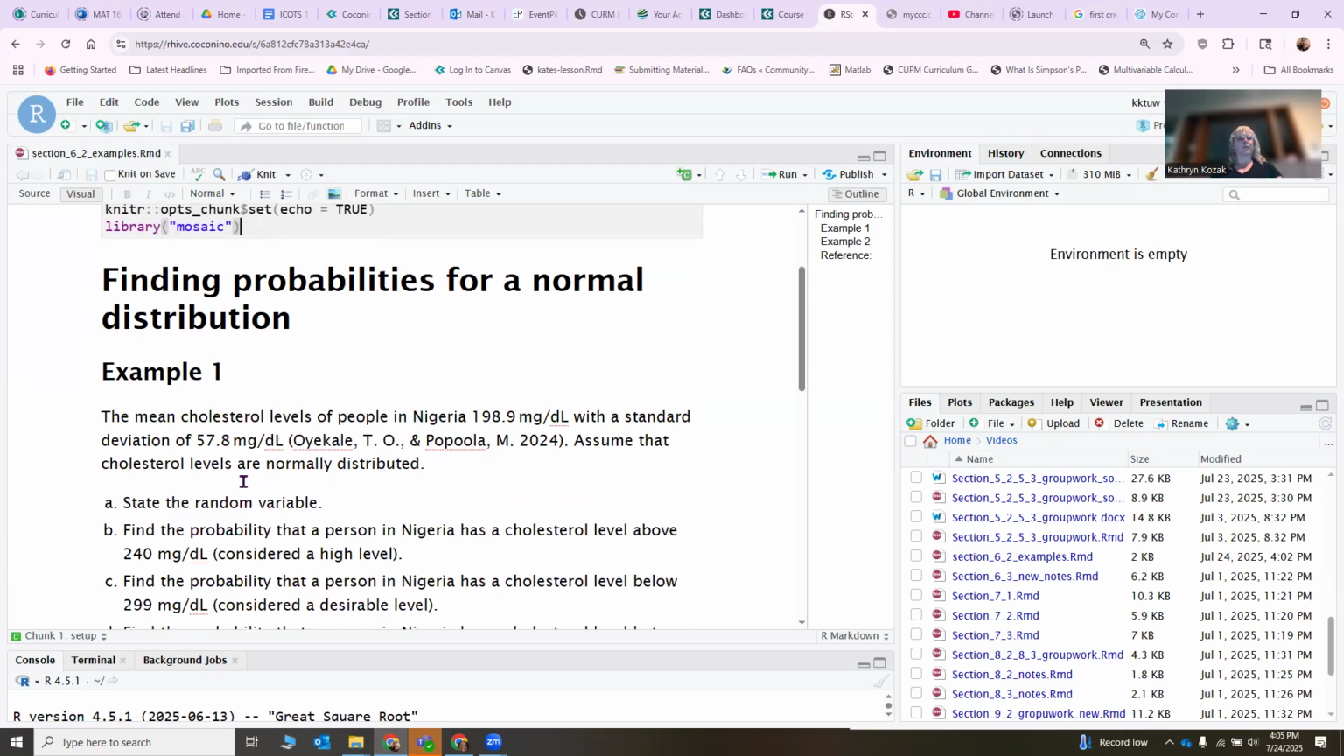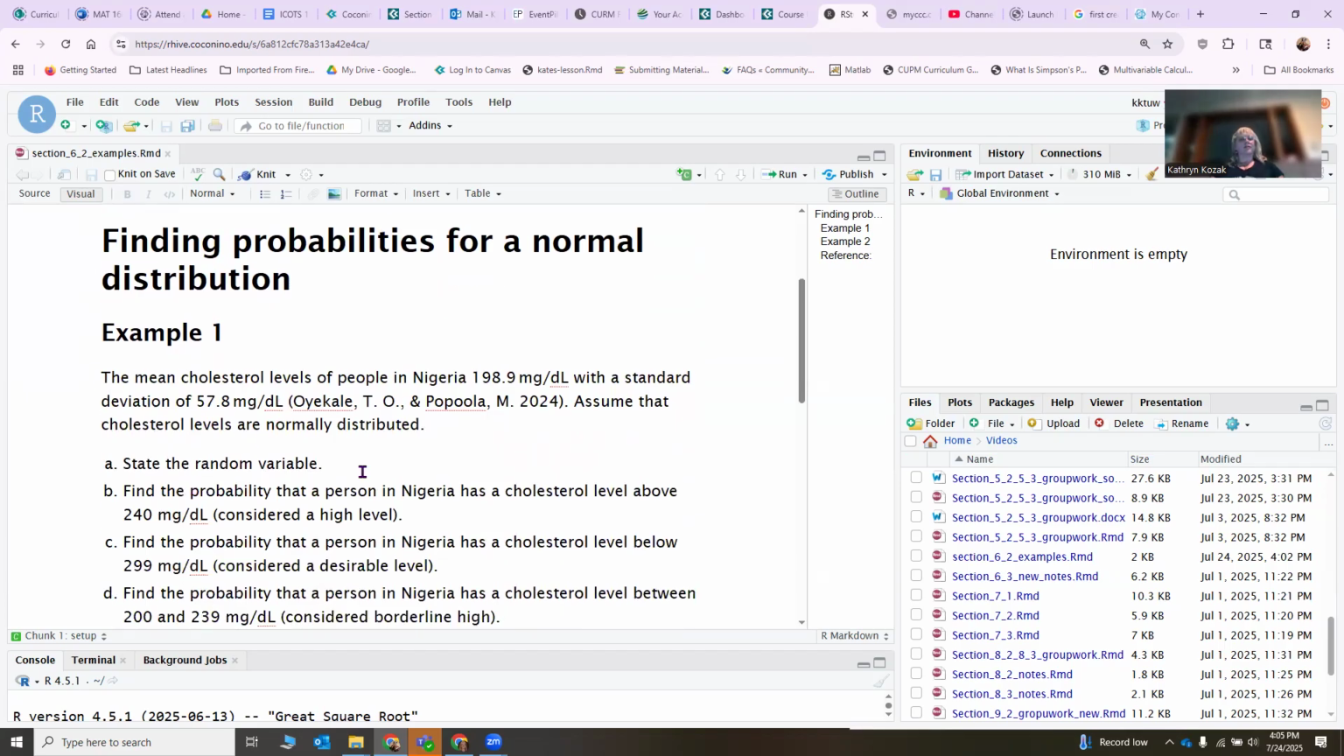So in this first example, mean cholesterol level of people in Nigeria was 193.9 milligrams per deciliter, with a standard deviation of 57.8 milligrams per deciliter. This is based on some research. Assume that cholesterol levels are normally distributed.